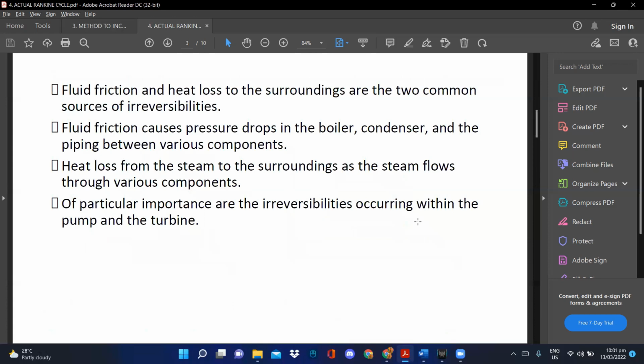Fluid friction and heat loss to the surroundings are the two common sources of irreversibilities. Fluid friction causes pressure drops in the boiler, condenser, and the piping between various components. Heat loss from the steam to the surroundings as steam flows through various components. Of particular importance are the irreversibilities occurring within the pump and the turbine.